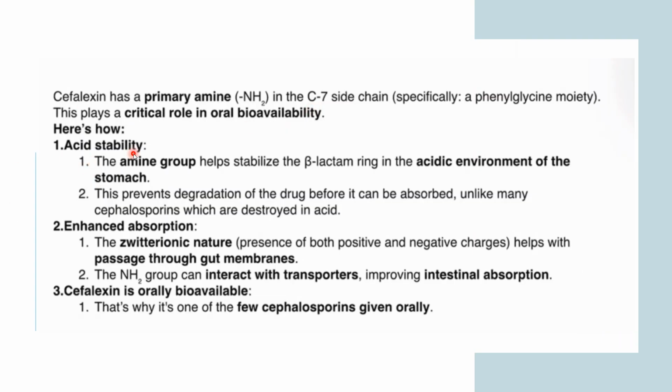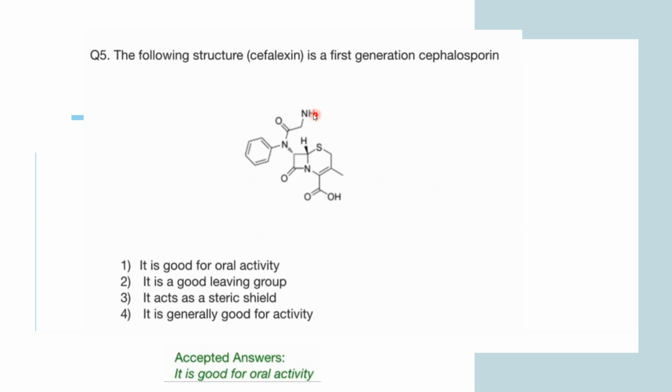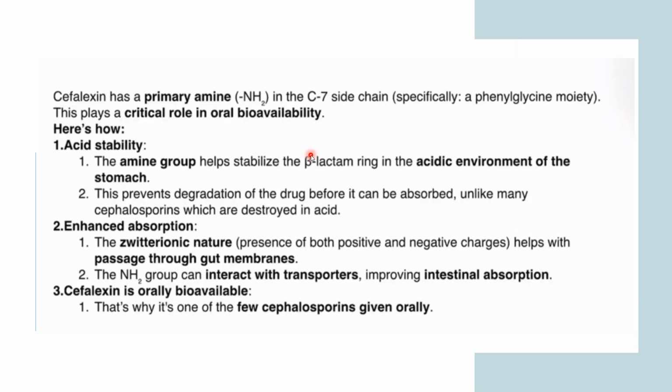Because it is acid stabilized. How is it acid stabilized? The amine group helps stabilize the beta lactam ring in the acidic environment of the stomach. So this amine group which is present here actually helps in stabilizing this beta lactam ring in the acidic environment. This prevents the degradation of the drug before it can be absorbed, unlike many cephalosporins which are destroyed in the acid.